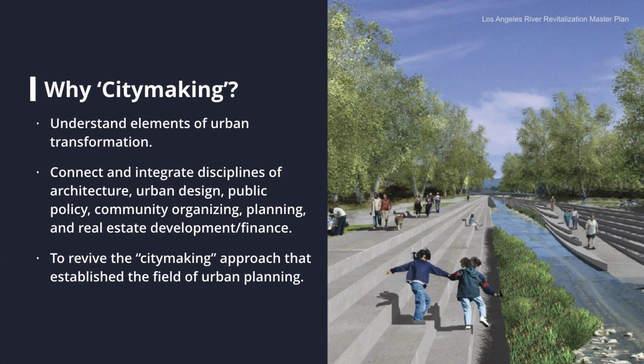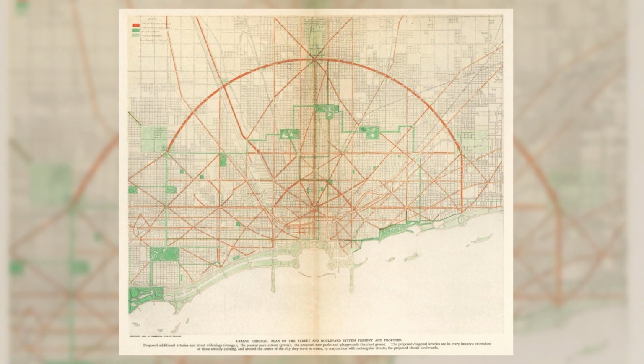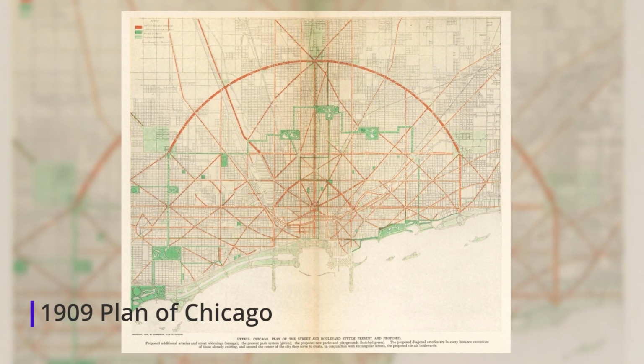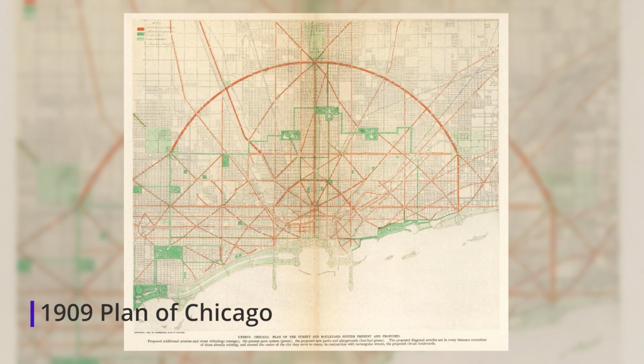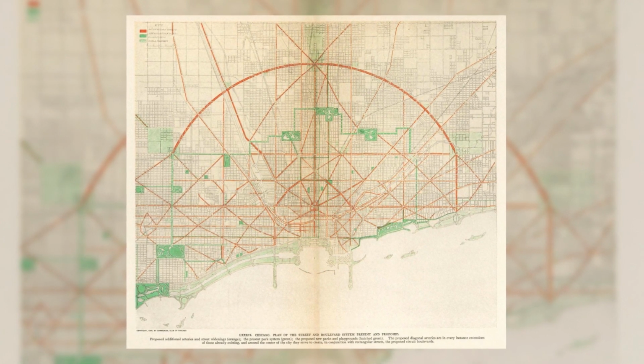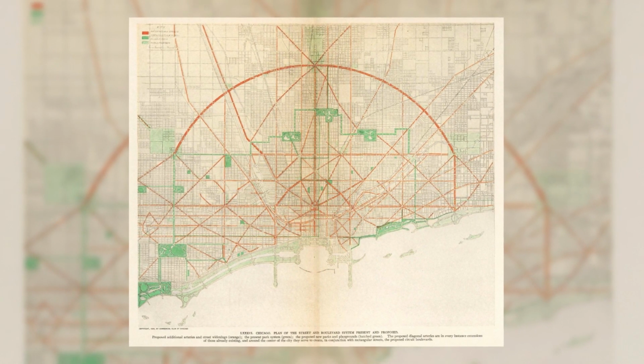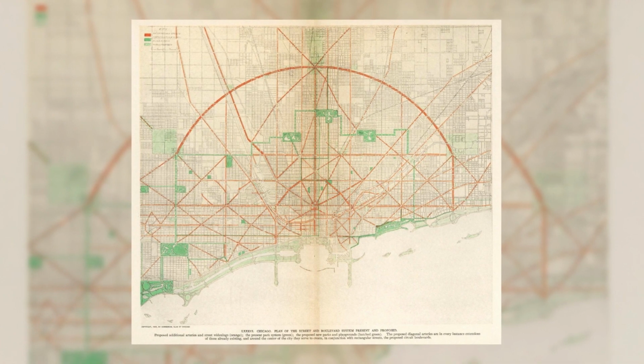A part of this is also to revive this notion of city making that was influential in establishing the field of urban planning to begin with. You see this image taken from the 1909 Plan of Chicago by Daniel Burnham and Associates. It was sort of a canonical text, and most people think about it because of its design elements.